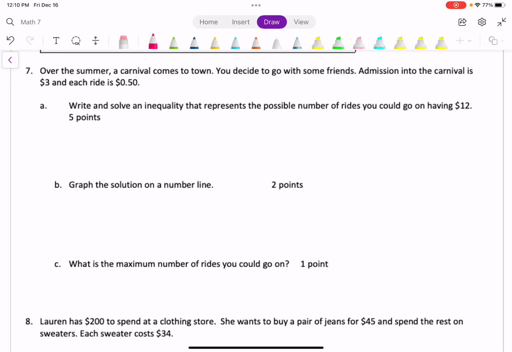Over the summer, a carnival comes to town. You decide to go with some friends. Admission into the carnival is $3 and each ride is 50 cents. Write and solve an inequality. So pause the video, write your inequality.